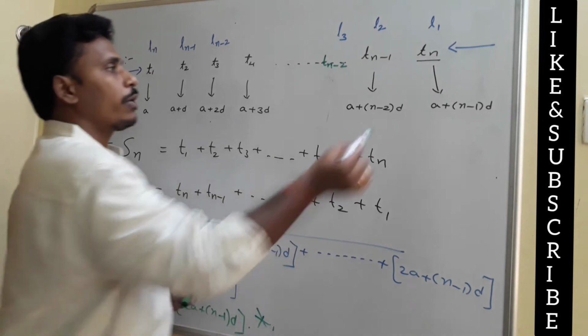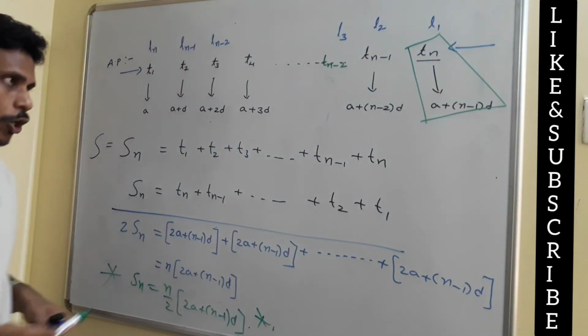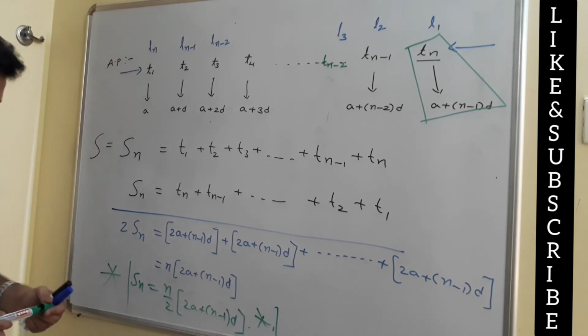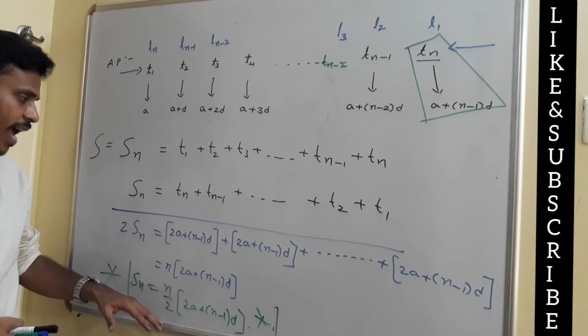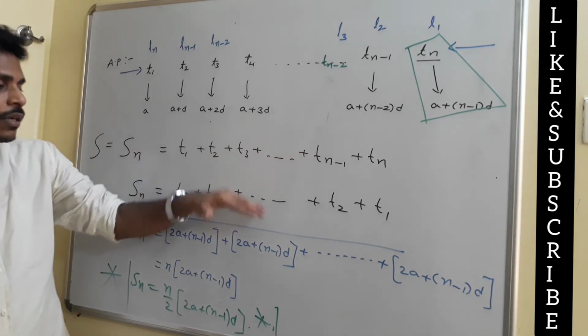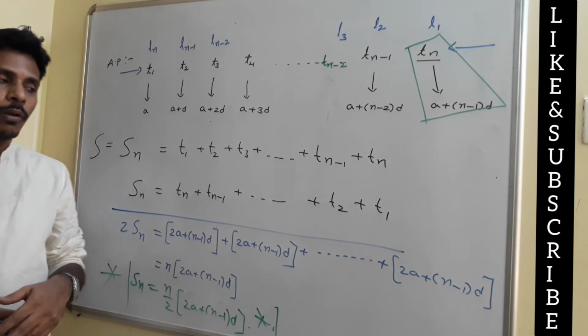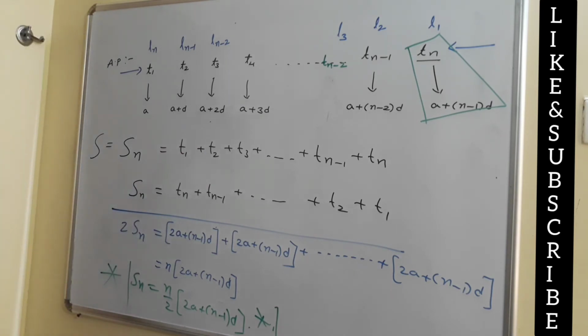As I mentioned to you in the previous class, nth term of the arithmetic sequence is a plus n minus 1 into d. And now sum of n terms of the arithmetic sequence is n by 2 times 2a plus n minus 1 into d, which we derived by adding that sum of n terms 2 times. Just have a look at this, and I am going to solve few problems related to this sum of n terms of the arithmetic sequence.